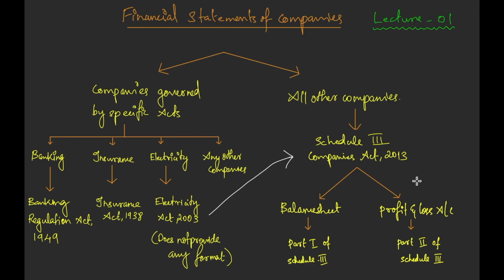So now the main topic which we have to learn is Schedule 3, the format of financial statements prescribed under Schedule 3 of Companies Act 2013. That is the format for balance sheet and profit and loss account or statement of profit and loss under Schedule 3 of Companies Act 2013. So in the next lecture, we will learn the formats prescribed under Schedule 3 of the Companies Act 2013 for balance sheet as well as profit and loss account or statement of profit and loss of companies.